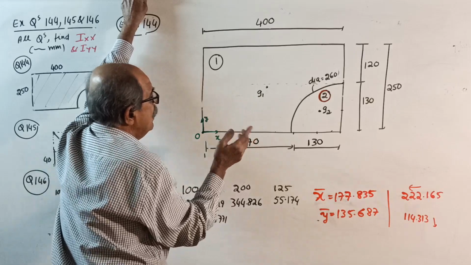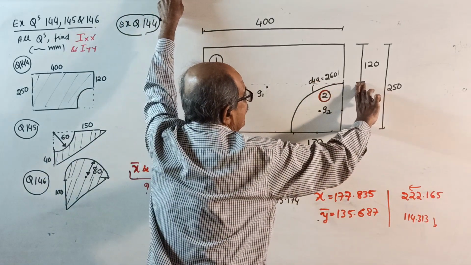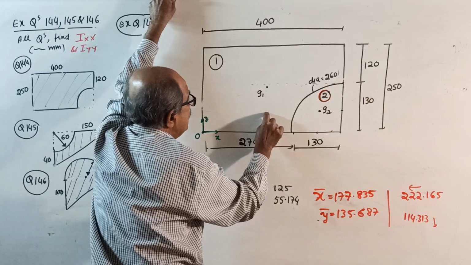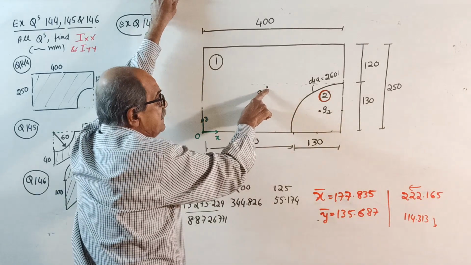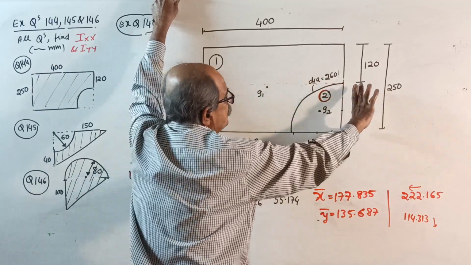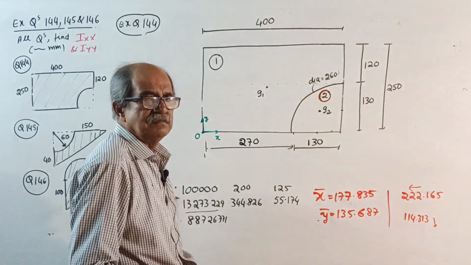Y1. Now be careful when you locate y distances. See here. This is 130. The rectangle centroid height is 250, so this is 125. Therefore, the centroid of the rectangle will be slightly below this level. See, because this is 130, this is 125. Okay. Get x bar, y bar.